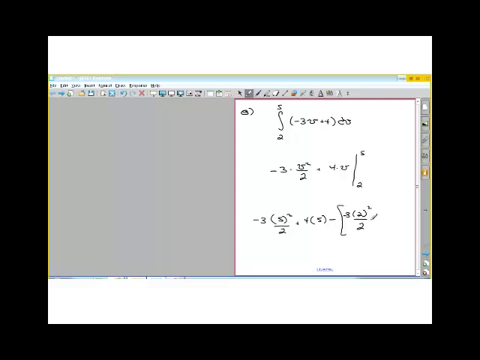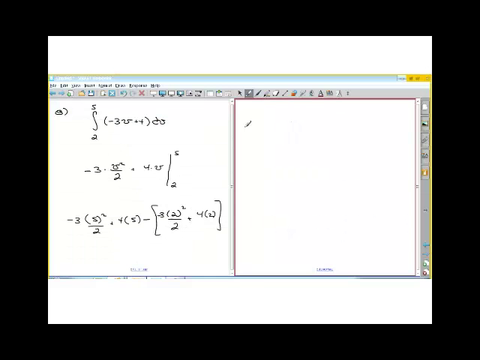So let me make sure I put a negative sign there, plus 4 times 2. So that's what that looks like. And so we'll get 25 times negative 3. So we'll get negative 75 over 2 plus 20. So that's the upper limit. And then we subtract. We'll get positive 4. 4 times 3 is 12. So we get negative 12 over 2. And then we'll get 4 times 2, which is 8.